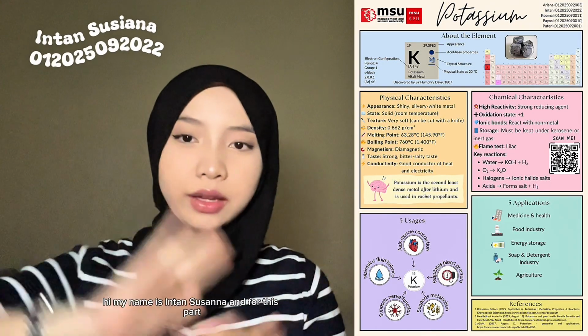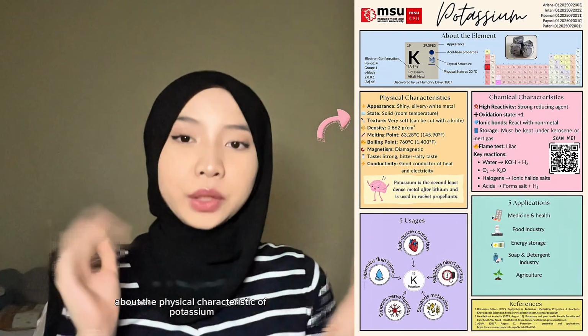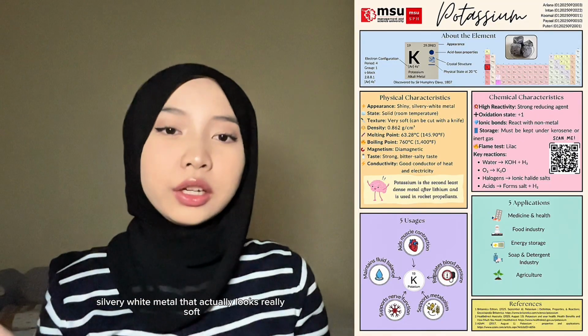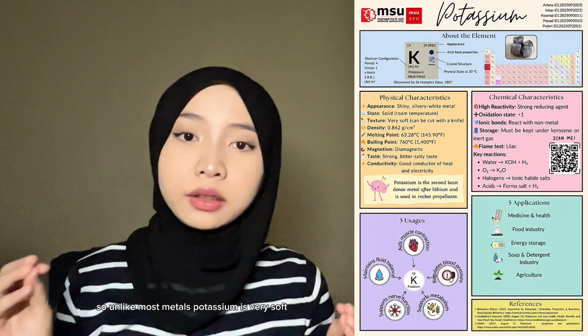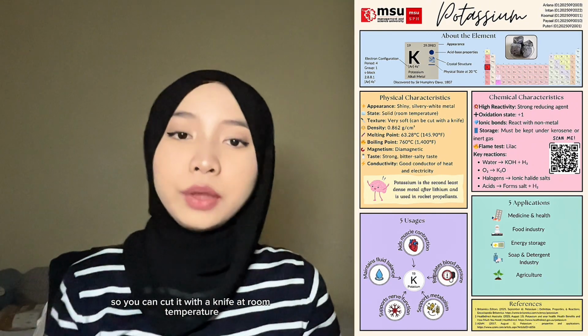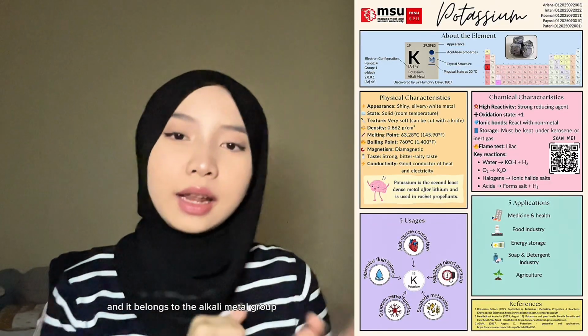Hi, my name is Inta Susana, and for this part, I'll be explaining the physical characteristics of potassium. So, potassium is a shiny silvery white metal that actually looks really soft. Unlike most metals, potassium is very soft, so you can cut it with a knife. At room temperature, potassium exists as a solid and it belongs to the alkali metal group.